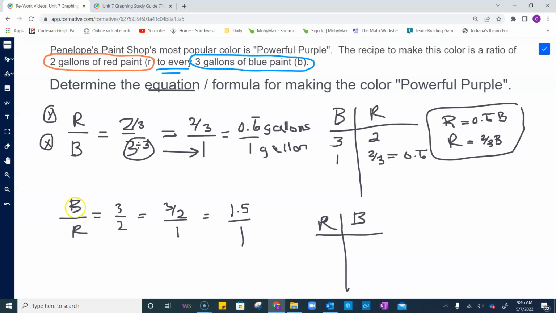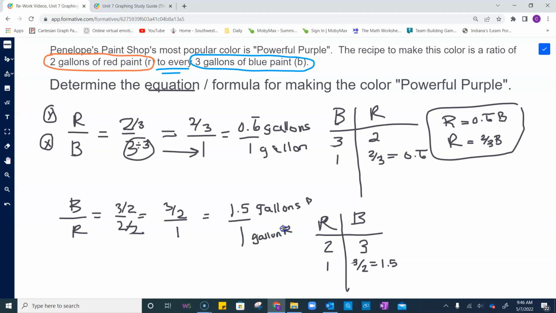Now, if you switched it and you thought 3 to every 2, 3 to 2 is the ratio. Get the unit rate by dividing this by 2 and dividing this one by 2. And what you find out is the 3 to 2 is equivalent to, for every 1 gallon of red, 3 halves gallons of blue, which is 1.5 as a decimal, 1.5 gallons. So this is 1.5 gallons of the blue to every 1 gallon of red.